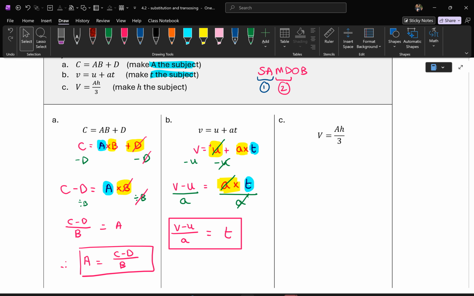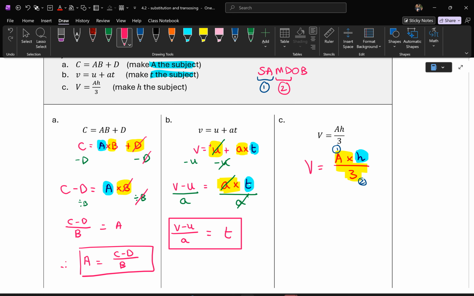Here we go. C. V is equal to AH over 3. It says make H the subject. Remember, a letter next to a letter means times, so this is V equals A times H divided by 3. Our goal is to find H. We want to get rid of times A, and this is divide 3. Okay, there are two parts there. 1 and 2. Times A and divide 3.